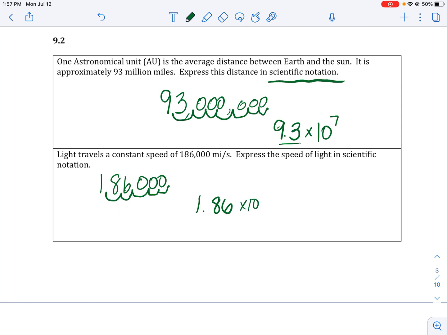And then it's times 10. And again, I made the number in front smaller, so my exponent gets bigger. I moved it 5 times, so it's an exponent of positive 5.